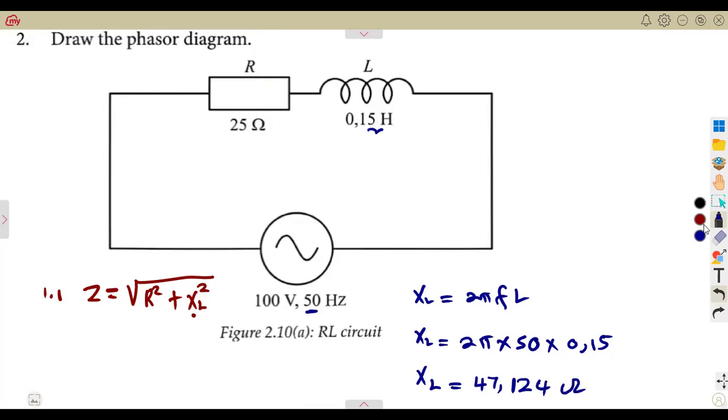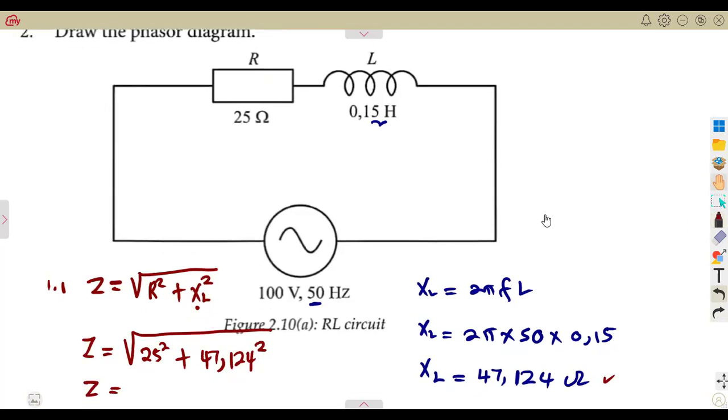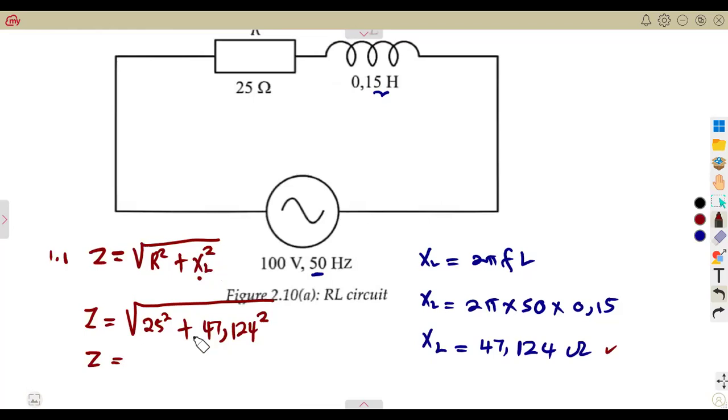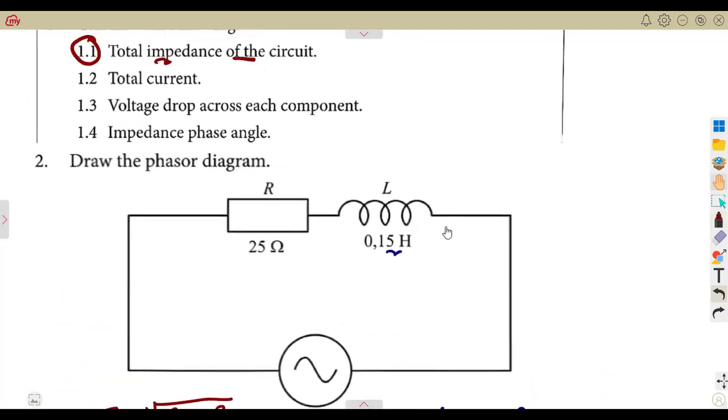The moment we've got our XL, we can calculate our Z, the total impedance: the square root of R squared, resistance squared, that is 25, so 25 squared plus XL squared. We have our XL here, which is 47.124 squared. That gives us the total impedance of the circuit. Just use your calculator properly. We get 53.345 ohms. So we've got the total impedance there.